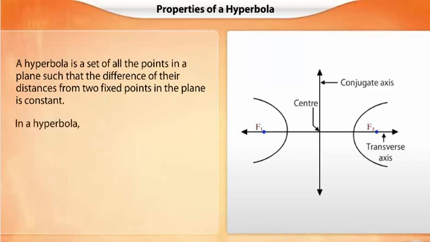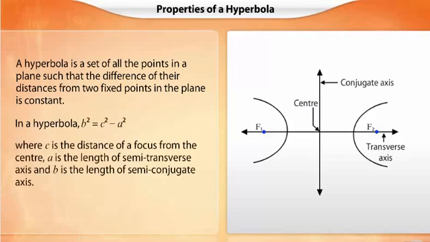In a hyperbola, the distance of a focus from the center C, the length of the semi-transverse axis a, and the length of the semi-conjugate axis b are related as b square equals c square minus a square. The eccentricity of a hyperbola e is equal to c upon a.